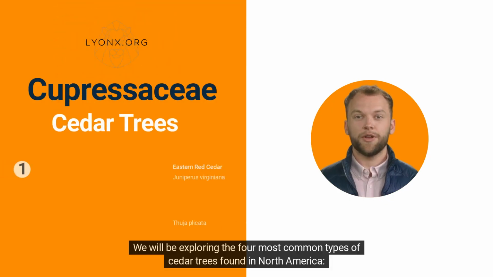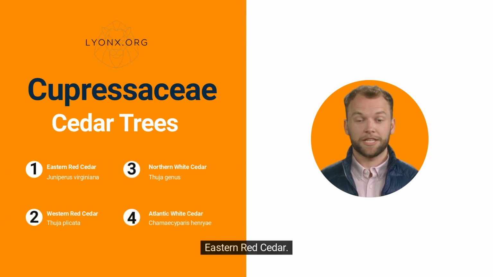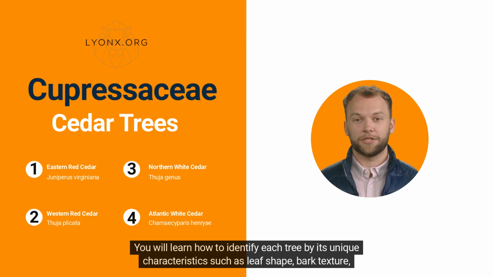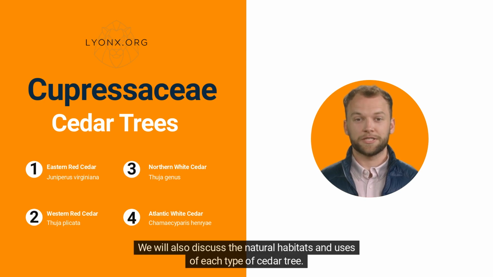We will be exploring the 4 most common types of cedar trees found in North America: Eastern red cedar, Western red cedar, Northern white cedar, and Atlantic white cedar. You will learn how to identify each tree by its unique characteristics such as leaf shape, bark texture, and cone shape. We will also discuss the natural habitats and uses of each type of cedar tree.